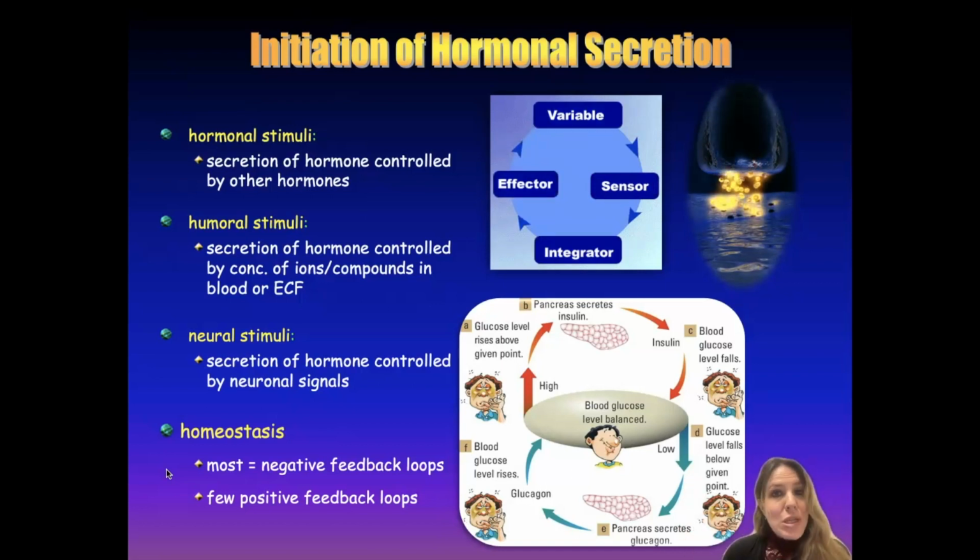So most of our hormones in the body function with negative feedback loops. Examples would be insulin and glucagon secreted from the pancreas that will help to maintain blood glucose levels. There are a couple of positive feedback loops with the endocrine system. This would be, for example, dealing with milk production and uterine contractions. But those are temporary. Over time, they will go back to a negative feedback loop when the stimulus changes. So hormonal, humoral, and neural stimuli are the ways we're going to set off our hormone cascade.